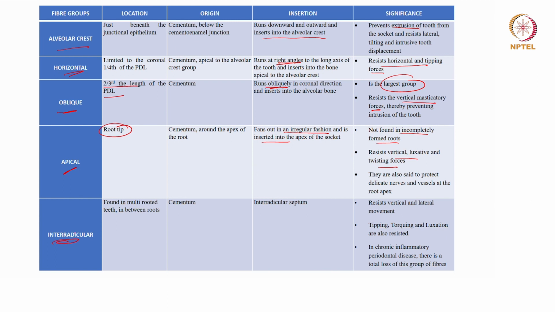Then comes the interradicular. It is present only in multi-rooted teeth, in the interradicular septum, and it resists vertical and lateral movement. Tipping, torquing and luxation are also resisted. These types of fibers will be lost in case of periodontal disease.